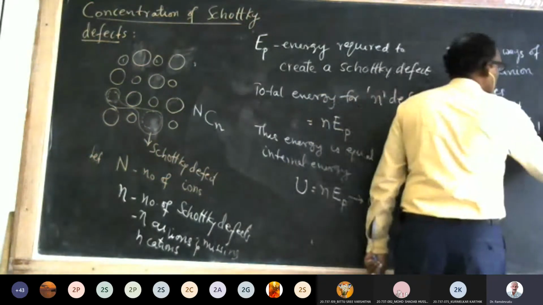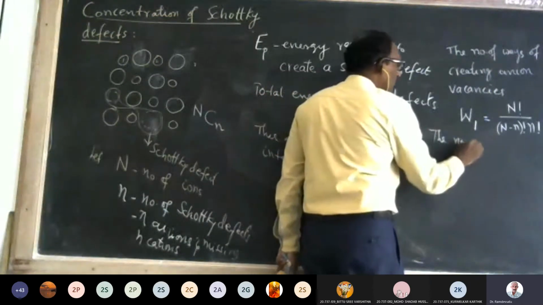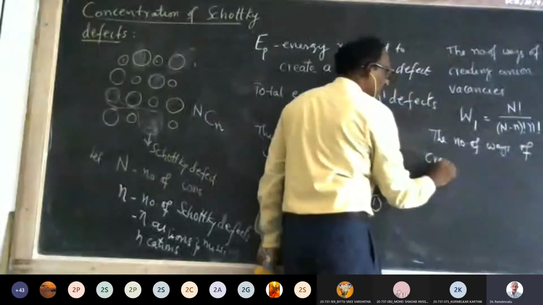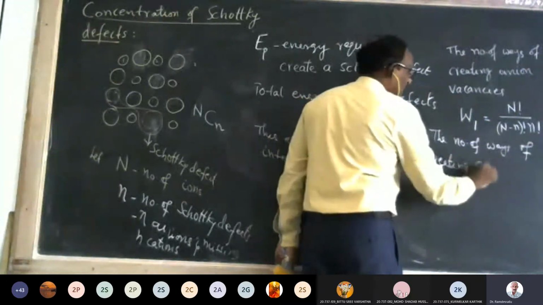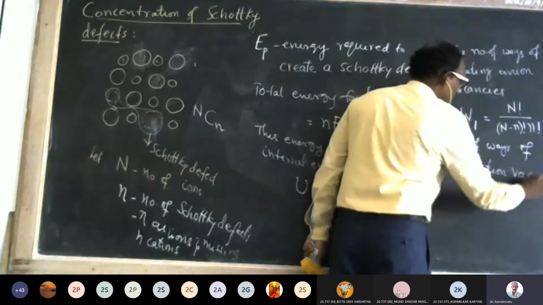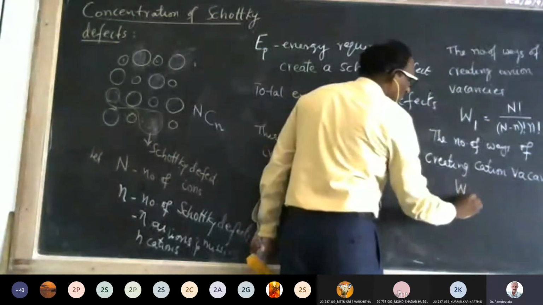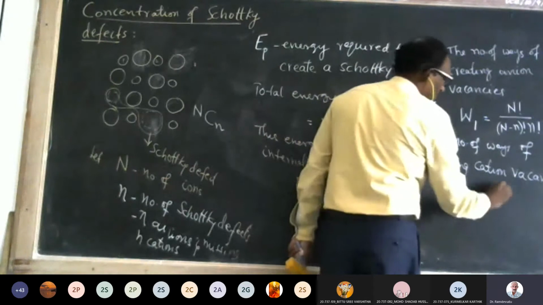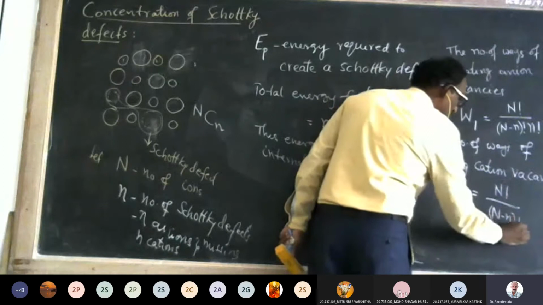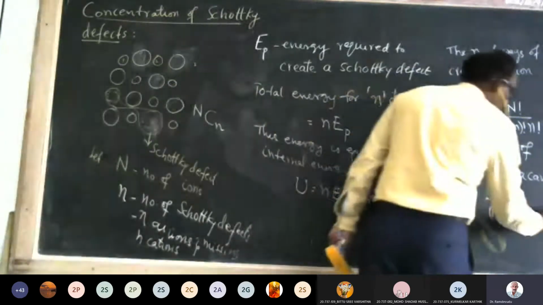Similarly, I write this as equation number 2. And then I'll take the number of ways of creating cation vacancies. Cation vacancies, how many are there? Anybody? W2, NCn. So N factorial by again (N minus n) factorial into n factorial. This many we will get. Call this 2.